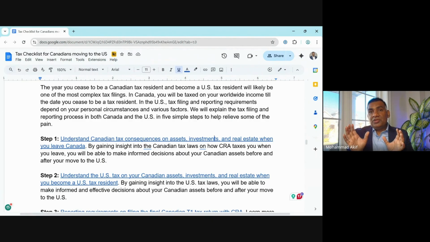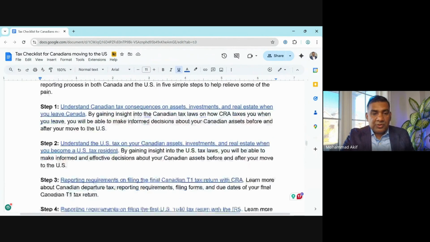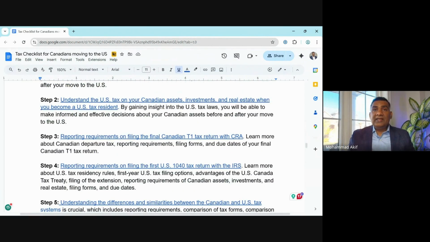So once you understand both sides, then you can determine, okay, I need to get rid of these Canadian assets first before I move. Whatever I'm going to do here on the Canadian side will impact the US side. So this is all part of making it simplified and manageable, right? That's step number 2.